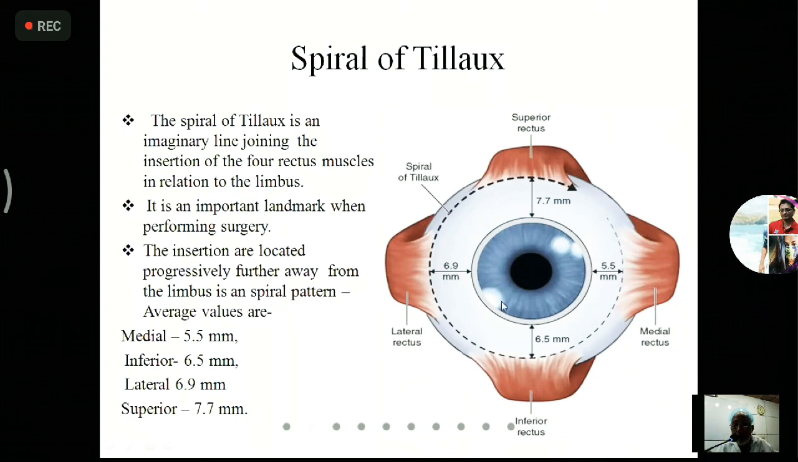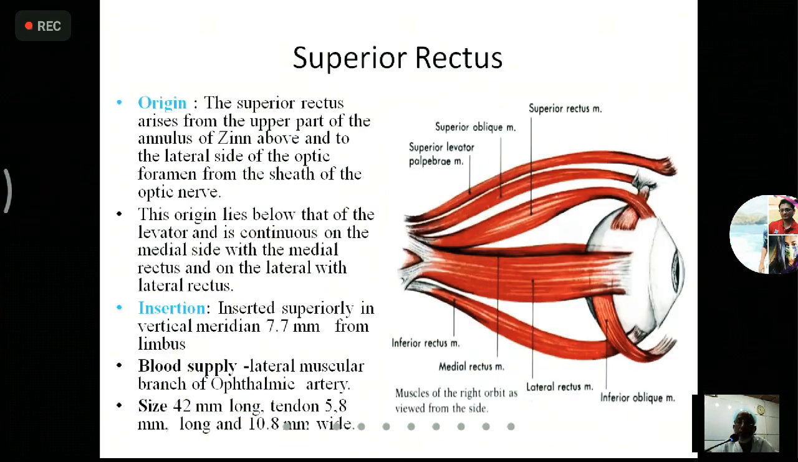Average values should be remembered. Medial rectus is 5.5 from the limbus to the insertion, anterior to the equator. Remember it, anterior to the equator. 5.5 millimeter, 6.5 millimeter, 6.9 millimeter, and 7.7 millimeter. And now our four recti muscles, one of these is the superior rectus. This is the superior rectus muscle. This one is inserted 7.7 millimeter from the limbus.